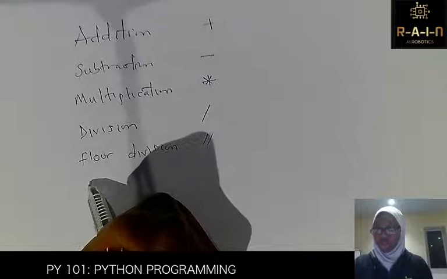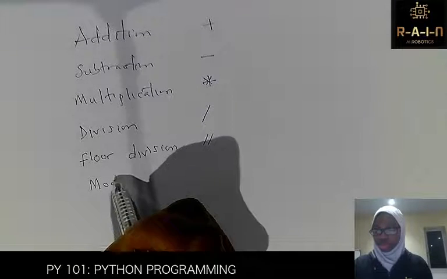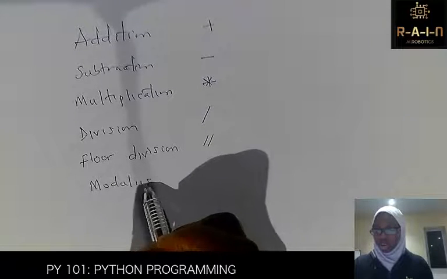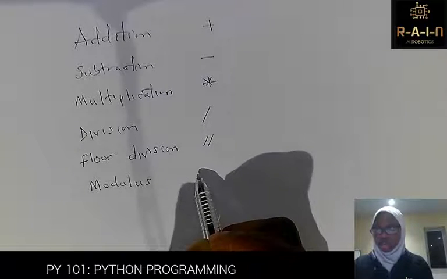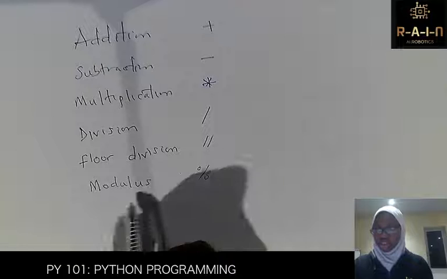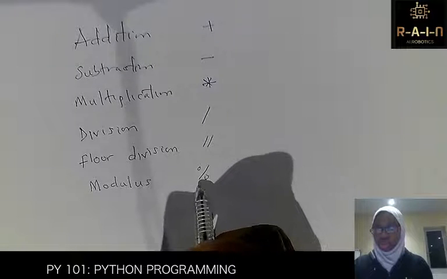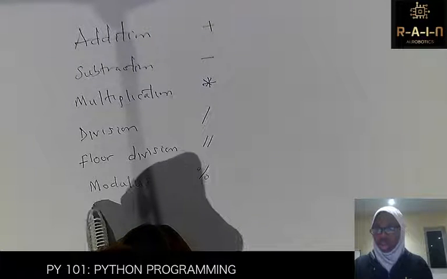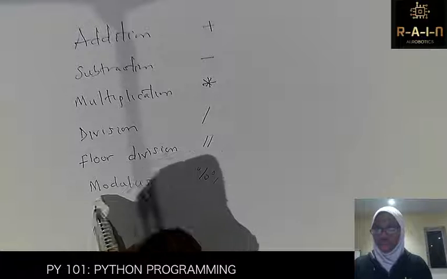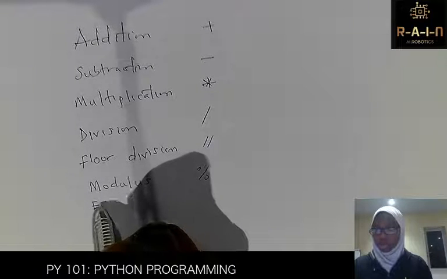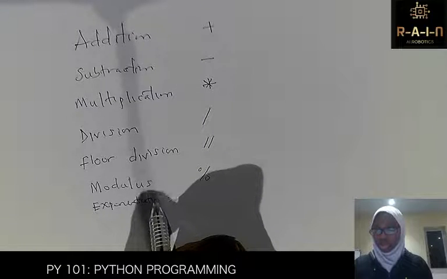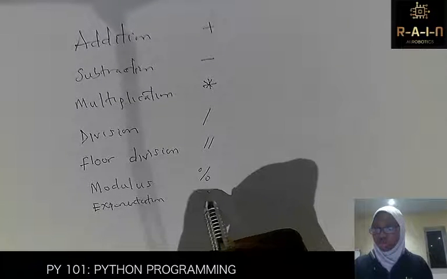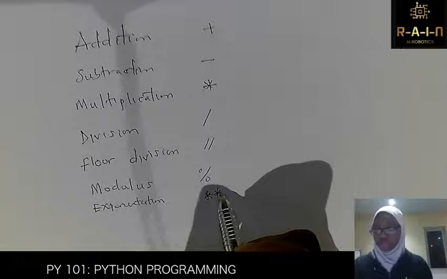We also have modulus. If you're hearing modulus for the first time, I'll explain what modulus is, but Python uses the percentage sign to denote modulus. So that's the syntax for modulus, the percentage sign. Finally, we have exponentiation, or what we call power. And Python uses the double asterisk for that.